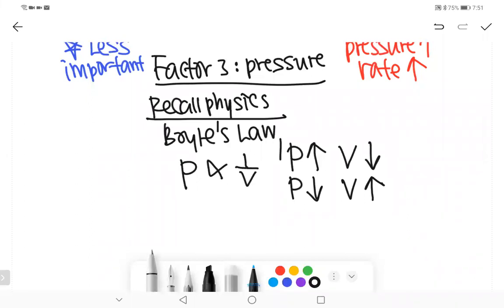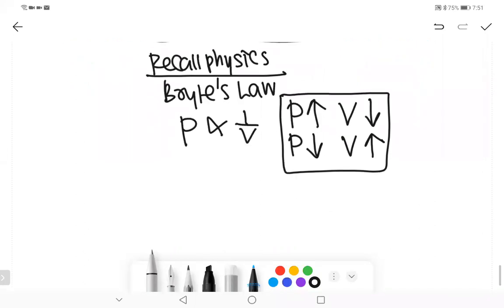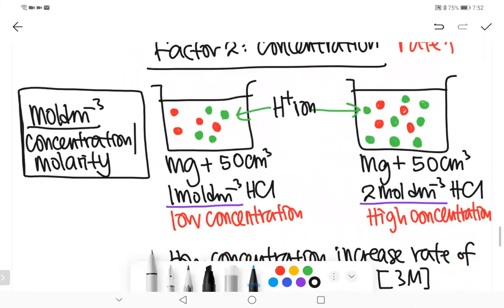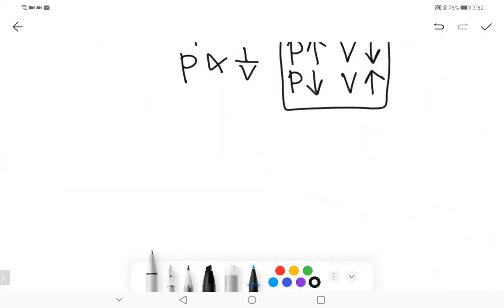Even if you never learned about Boyle's law, or you didn't take physics, it's also okay. You just need to know that pressure is always related with volume, and the relationship is opposite. That is what we need to know. Now, I give you a simple diagram here, so hopefully from this diagram you can imagine better. So let's say we have a reaction like this. Here we use a high pressure, so we compress it, and pressure only works for gas.